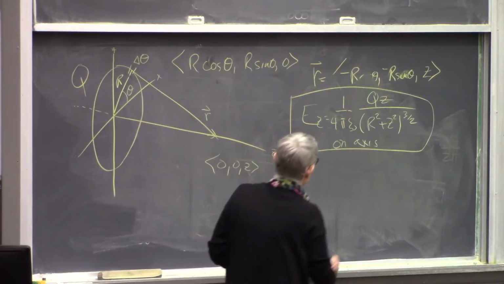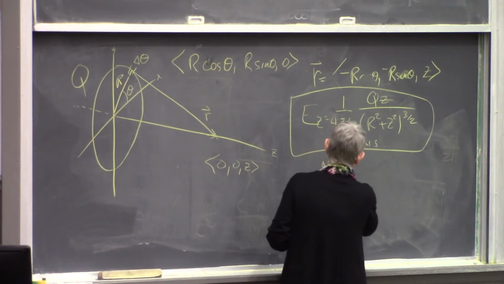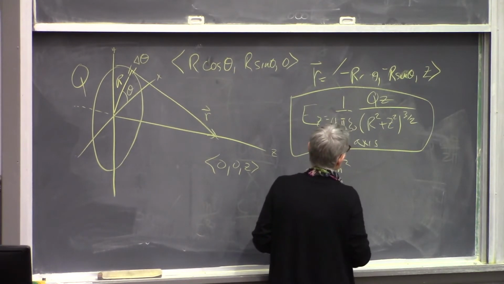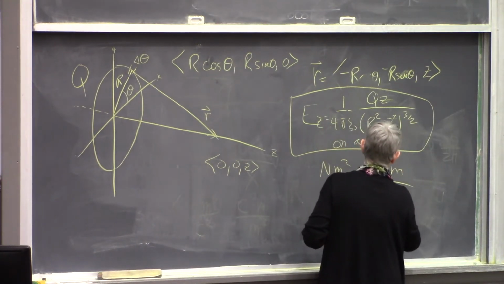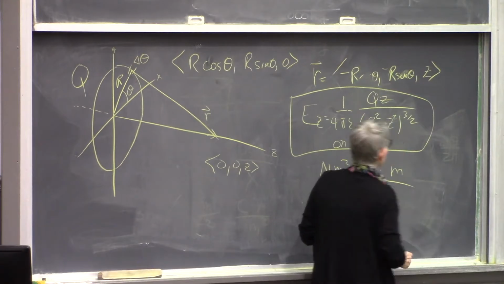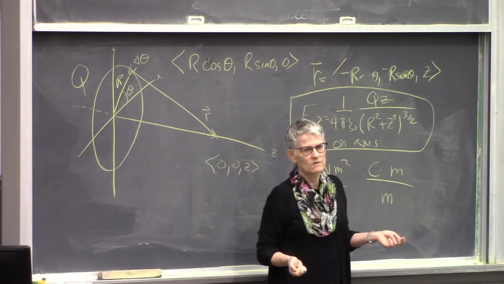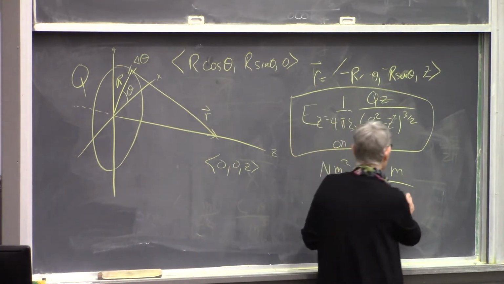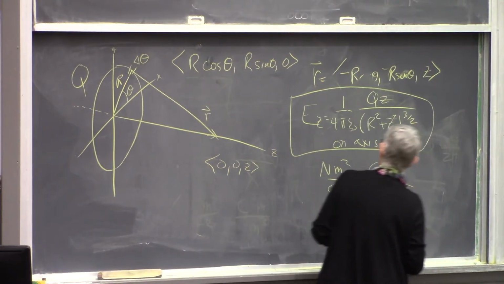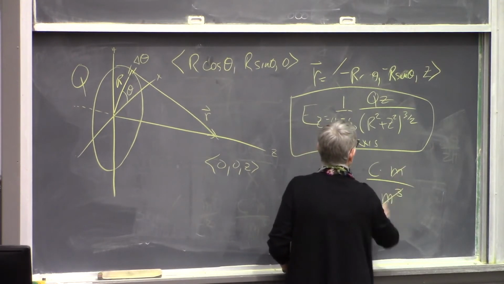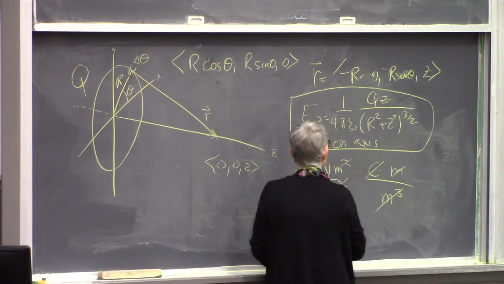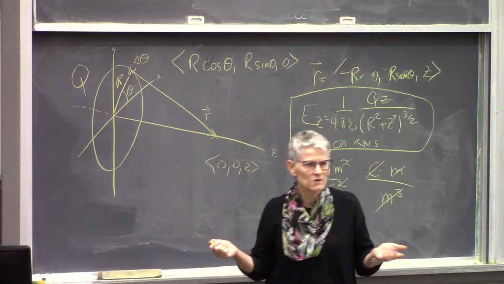Well, what do we get? We got Newton meters squared per coulomb squared, coulombs times meters divided by meters squared to the 3 halves, which is meters cubed. So we got meters cubed on top, we got meters cubed on the bottom, we got newtons per coulomb. That looks plausible.